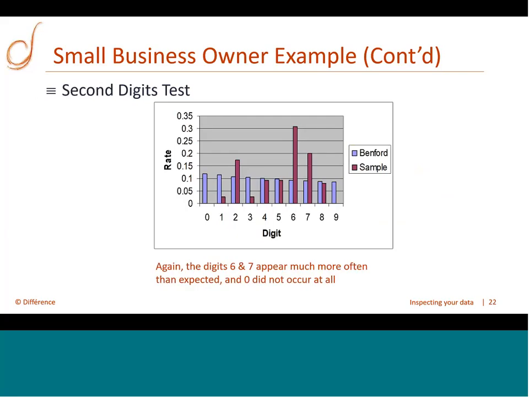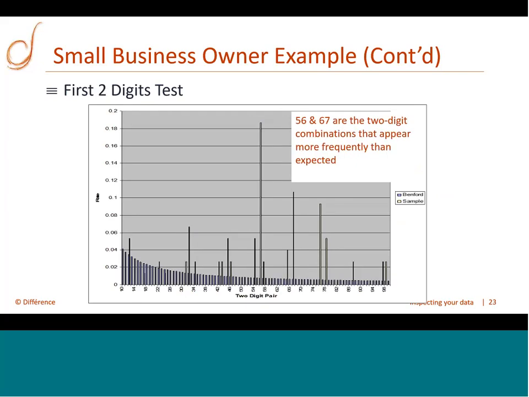Then he looked at the second digit, which is a different distribution. Again, in the blue, you have what we would expect according to Benford, and in purple, what he saw with his numbers. He could see that he was seeing 6 and 7 too many times as a second digit compared to what he would expect from Benford's law.